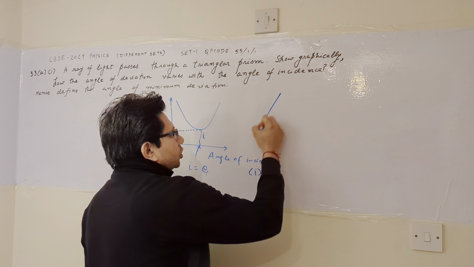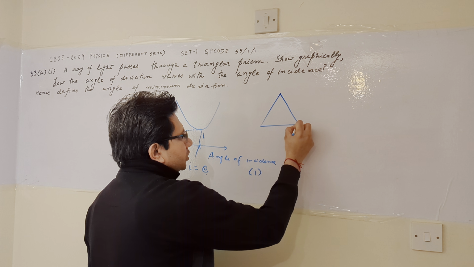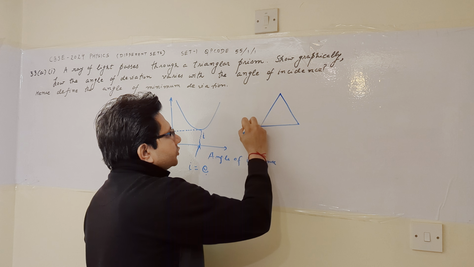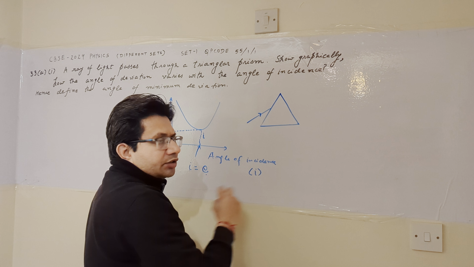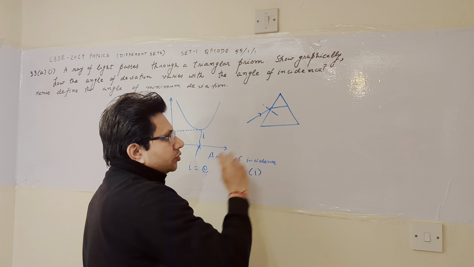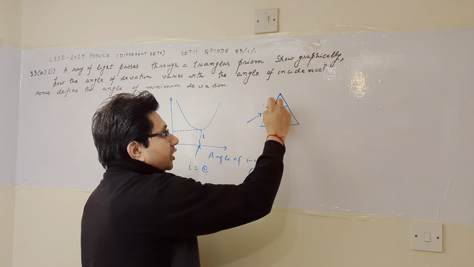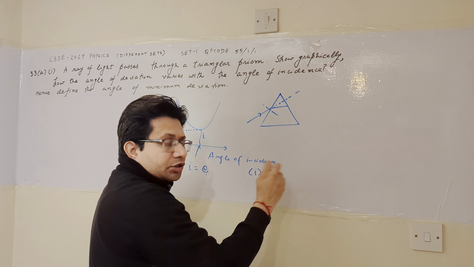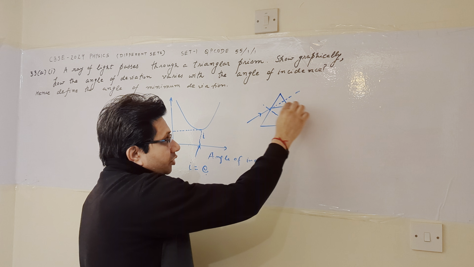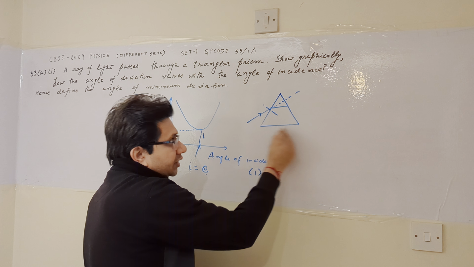This you can show with the help of the diagram of a prism like this. This is a triangular prism, a ray incident on it. This is the normal. The ray goes parallel to the base for the angle of minimum deviation. This is the condition that the refracted ray inside the glass prism should be parallel to the base.